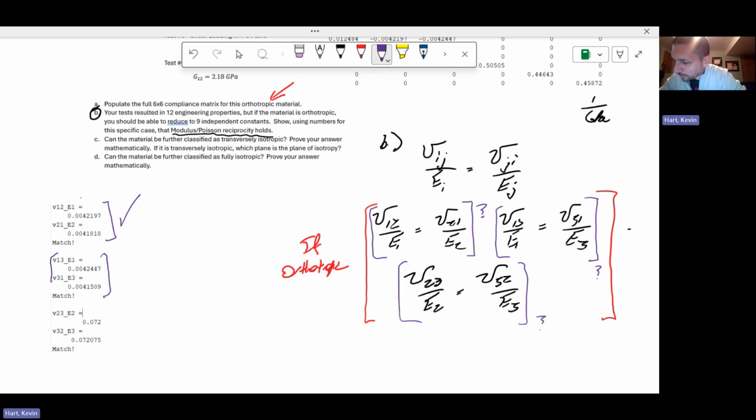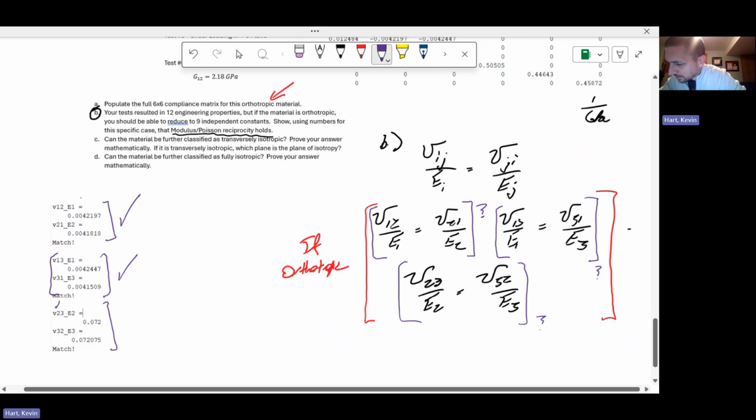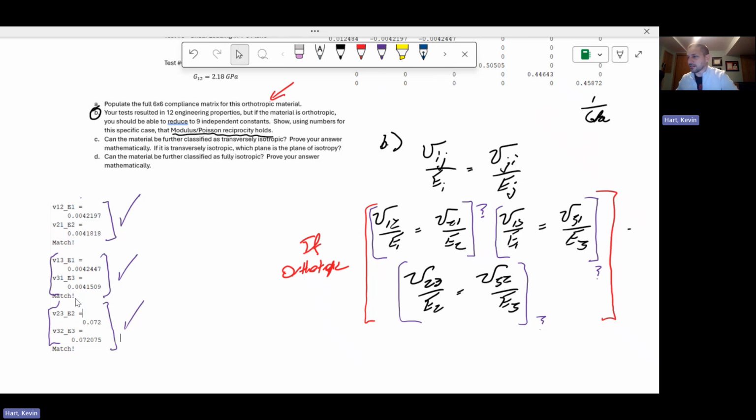Same thing with nu 1,3 over E1 and nu 3,1 over E3. Are these close? Yes, they match. Very close. Same thing with nu 2,3 over E2 and nu 3,2 over E3. Are they close? Yes, they're close, and they match. So this is just understanding this modulus-Poisson reciprocity, that it holds true in orthotropic materials, and how that looks. All right, let's go on to part C.